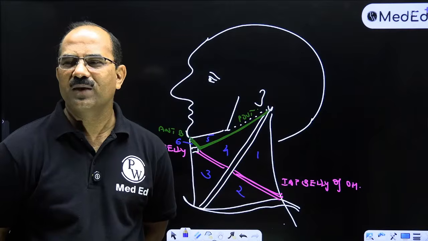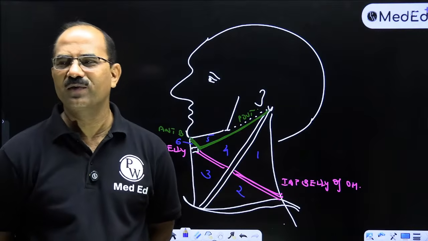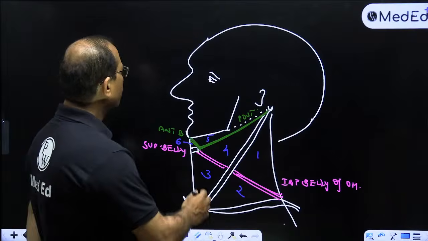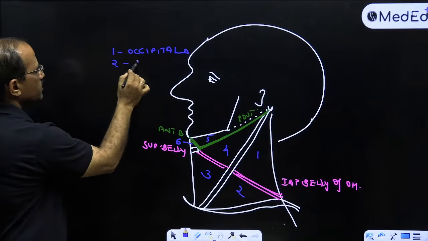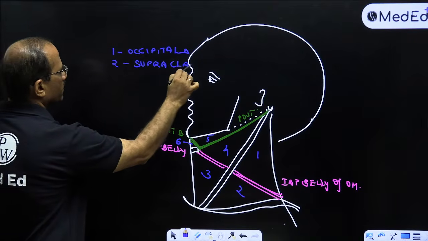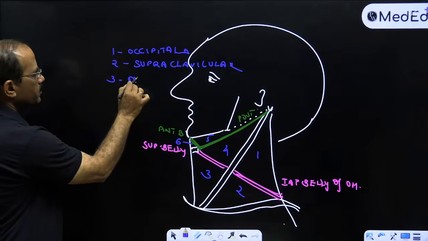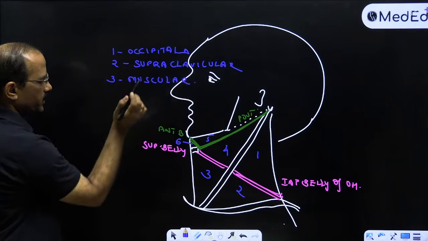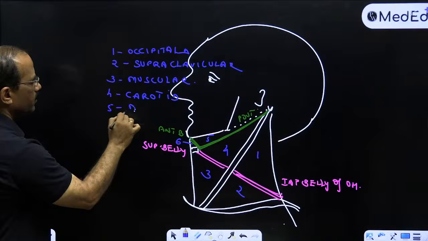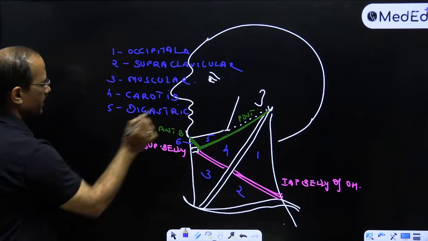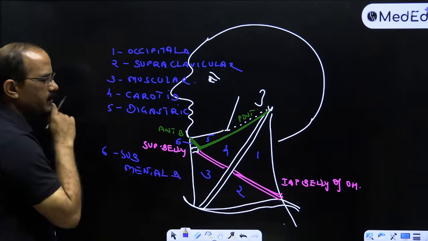हाँ, नाम बताओ. Name the triangle. नंबर 1 triangle कौन है? Occipital triangle. Excellent बच्चे, very good. नंबर 1 is the occipital triangle. नंबर 2 कौन है बोलिए? नंबर 2 is the supraclavicular triangle. ठीक है. नंबर 3 बताओ. 3 is the muscular triangle. 4th, carotid triangle. 5th, digastric triangle. 6th, submental triangle.